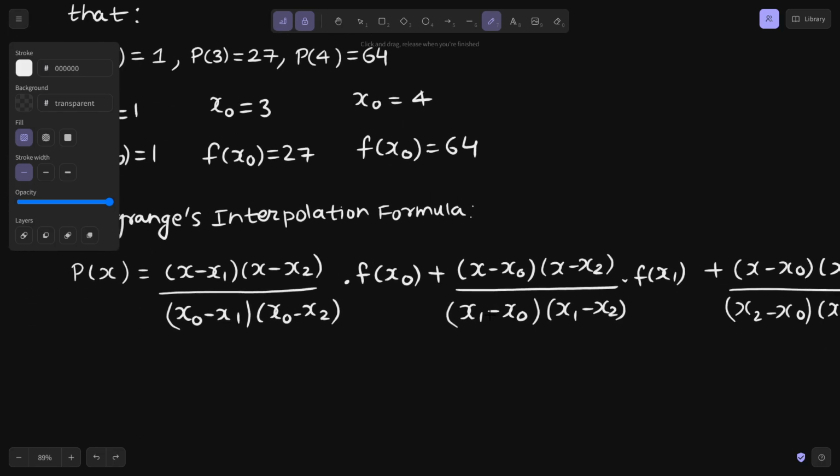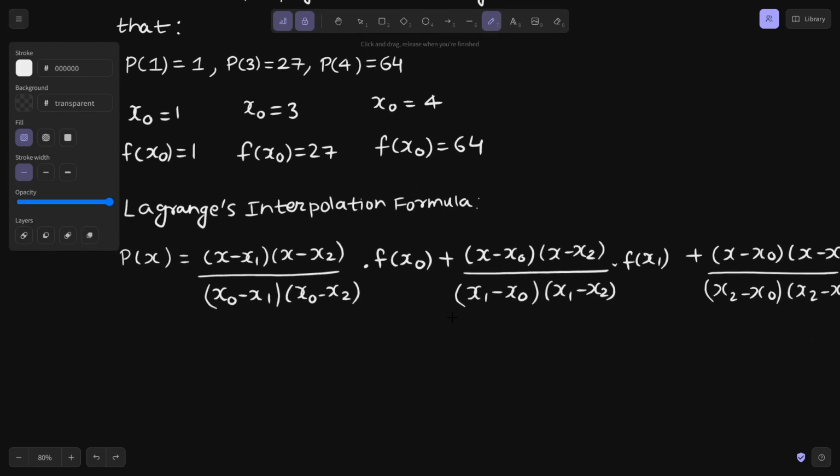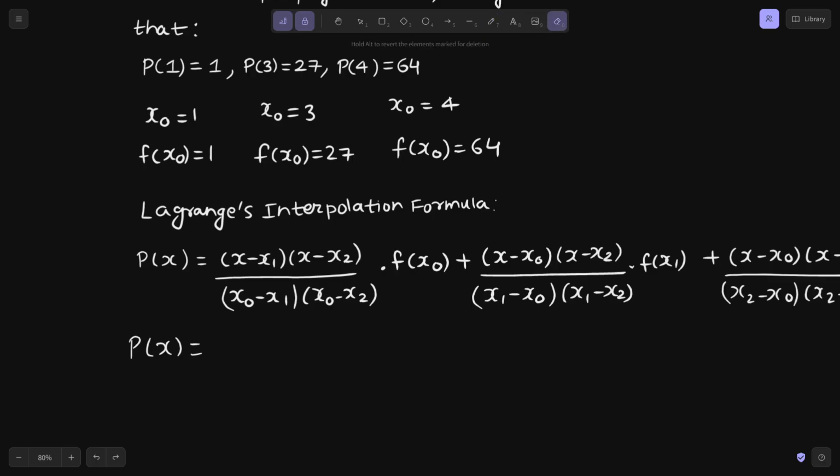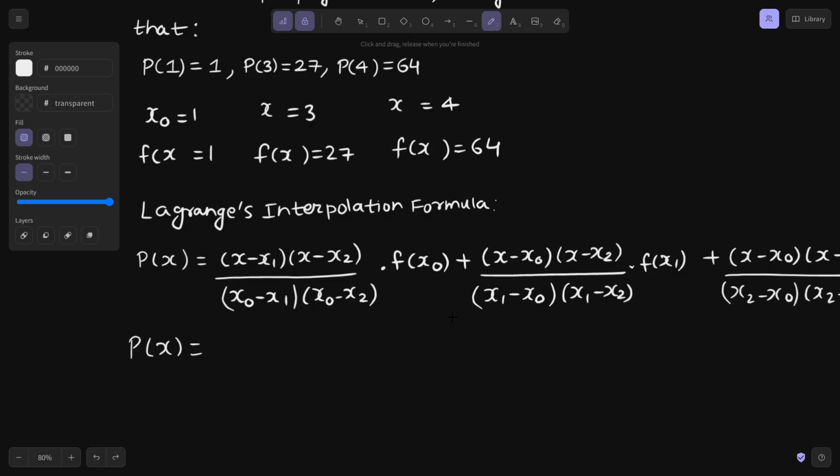Now this was the standard formula. Let's apply this to the given problem. So we'll get the polynomial in x as, here it will be x1, x2, f of x naught, here it is x1, f of x1, x2 and f of x2. Okay, a big mistake was there. I hope you would have corrected it.